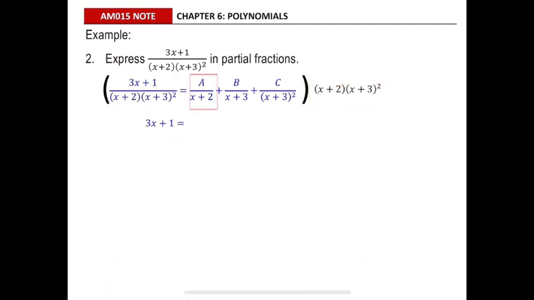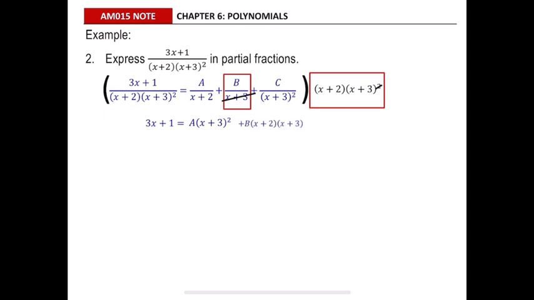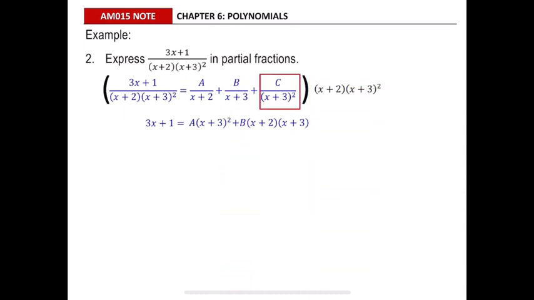Then, multiply this fraction with this expression. We'll cancel the (x + 2) and leave A multiplied by (x + 3) squared. After that, multiply this fraction with this one. We'll cancel the (x + 3) and we get B multiplied by (x + 2) and (x + 3). And the last one is to multiply this fraction with this expression and leave C multiplied by (x + 2). Now use the substitution method to solve for A, B, and C.